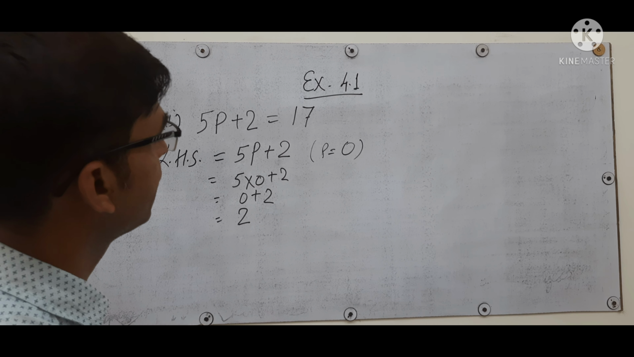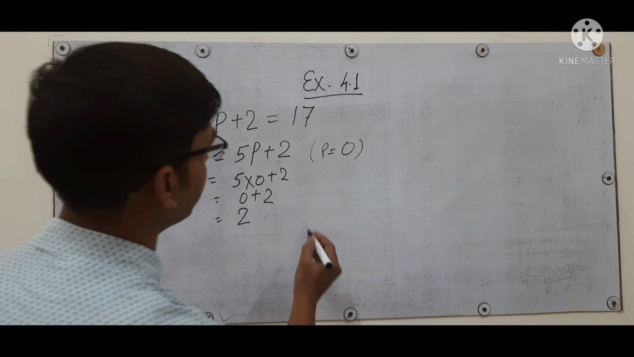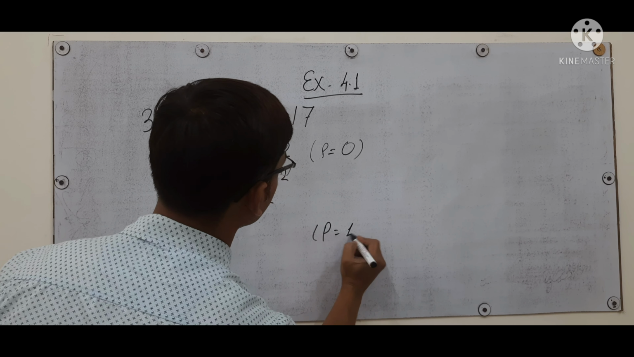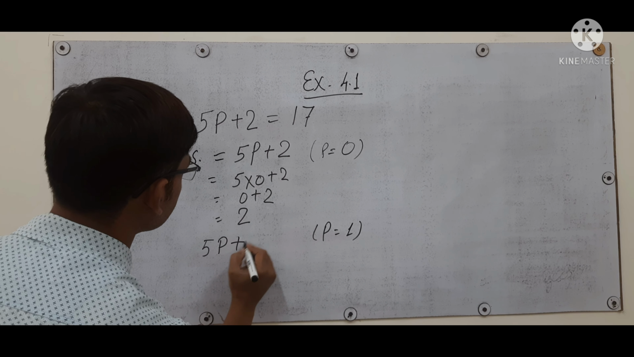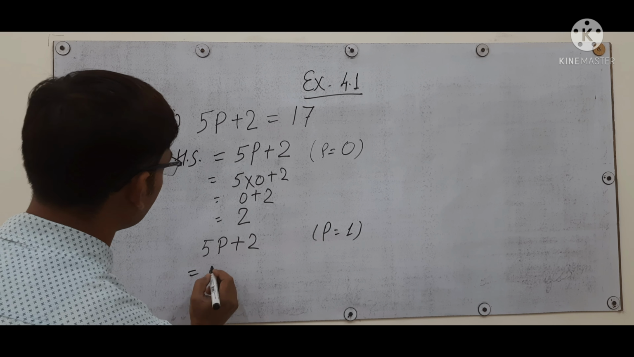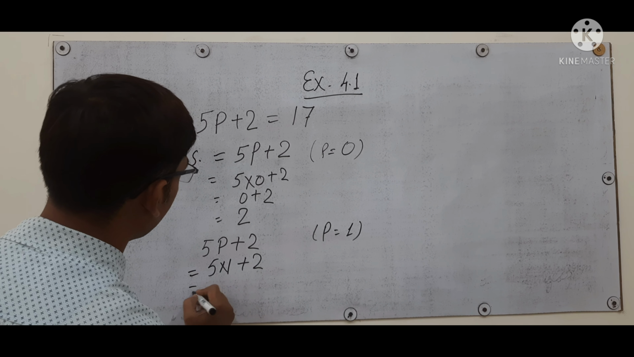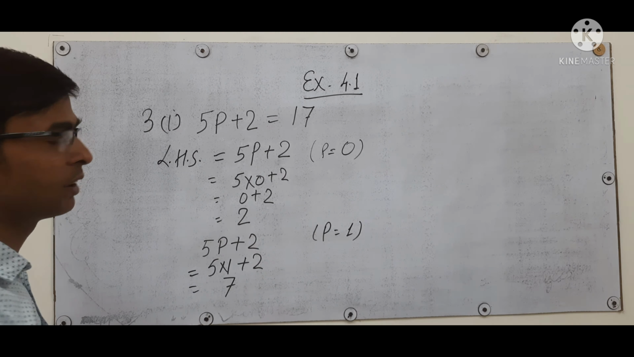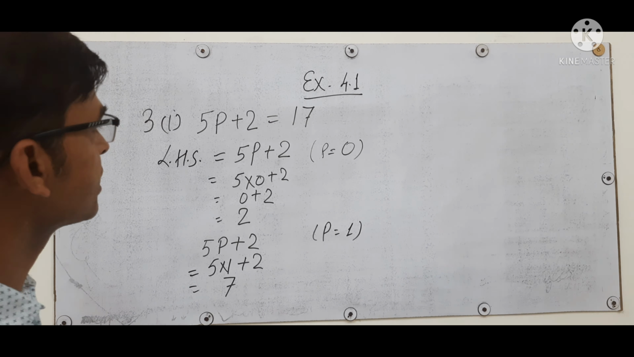This means that when p is equal to 0, it is not the solution, so it is a wrong attempt. Then we will put the value of p equal to 1. When p equals 1, 5p plus 2 equals 5 cross 1 plus 2, and when we solve it, it will be 7. So if p equals 1, the answer will be 7, not 17. So this is not the solution.